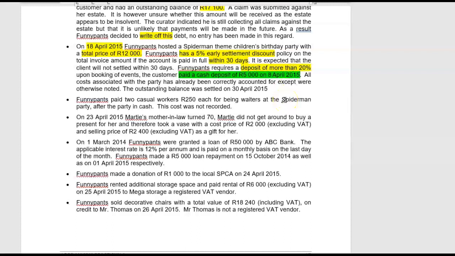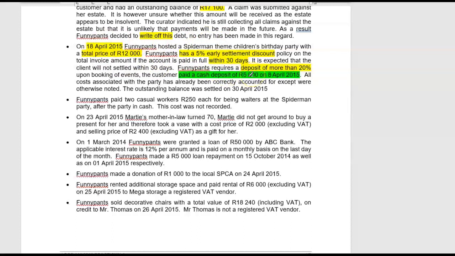All costs associated with the party has already been correctly accounted for except where otherwise noted. Now, what do they mean by that? Guys, that is the cake and the sweets and the balloons and the decorations, whatever. That has already been paid for, so you don't have to worry about that. This is only about this transaction where we have to collect 12,000 Rand for this Spider-Man party.